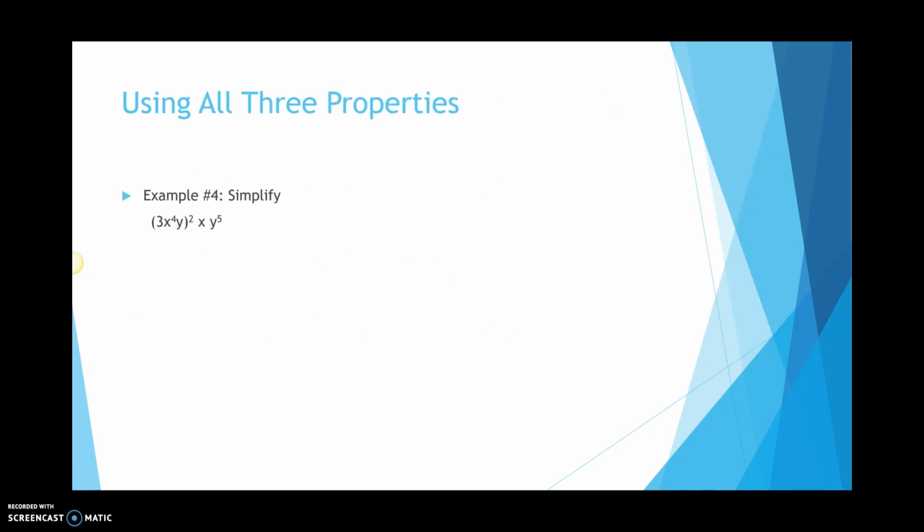And the last example here, example number 4, we're bringing all the properties we just learned about in this section together. So if we look here, we have in the parentheses 3x to the 4th times y squared. This is a multiplication sign, times y to the 5th. So what we need to do is distribute that exponent of 2 to each factor in the parentheses here. So what we have is 3 squared times x, then we multiply 4 times 2 to get x to the 8th, and y squared times y to the 5th.